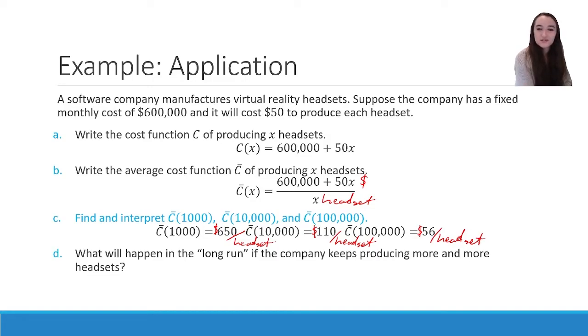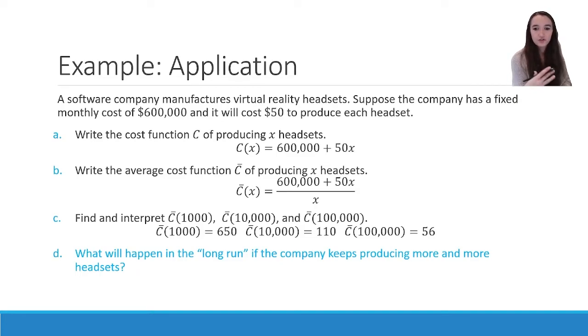Well, how is this working exactly? It's going down, right? This average price is going down. Why is that? Well, we're sort of approaching a particular value, and that's what that last question is getting at. We went from 650 down to 110 down to 56. What's going to happen in the long run if the company keeps producing more and more headsets? If it goes from 100,000 to 1,000,000 to 1,000,000,000 to 1,000,000,000,000 headsets, which is a lot, obviously, but let's say they could do that. What would happen in the long run?